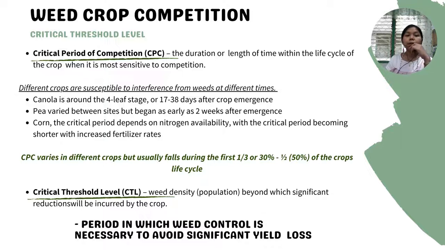And then we also have the critical threshold level. So the critical period of competition, or the CPC, is the duration or length of time within the life cycle of the crop when that specific crop is most sensitive to competition. So the critical period of weed control is said to be the period in which weed control is necessary to actually avoid significant yield losses. So different crops are actually susceptible to interference from weeds at different times.